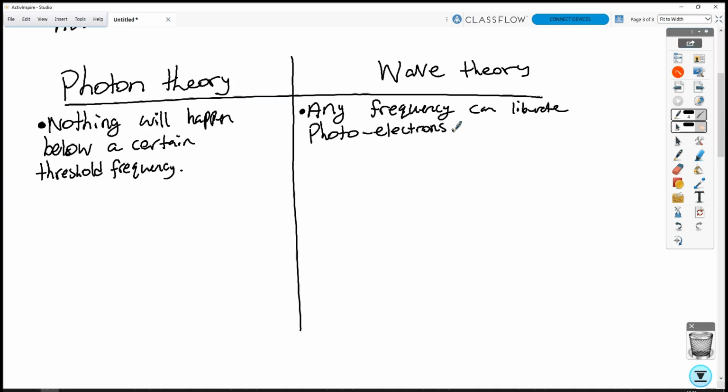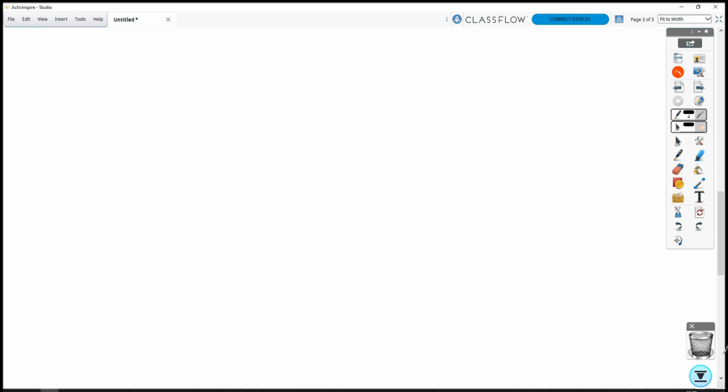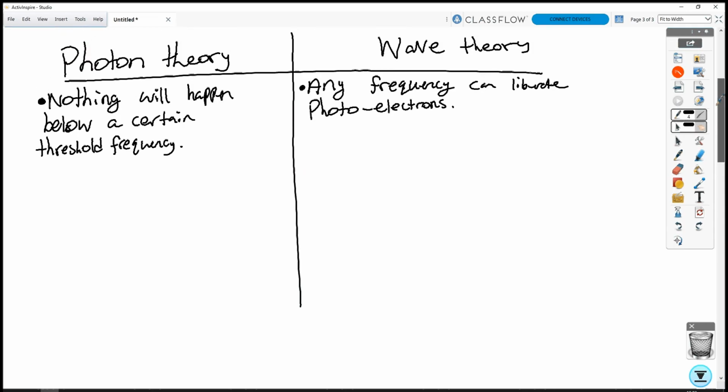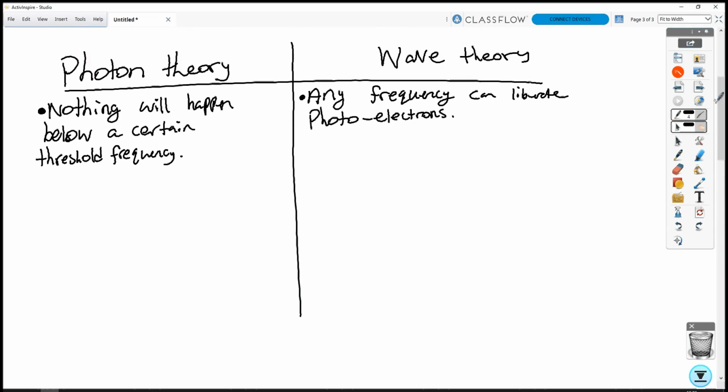Now we start calling these photoelectrons because they have been liberated from their material or from their atoms through the use of photons or through the use of light. So photoelectron just basically means electrons that have been liberated by light or by photons. So when they've escaped, we call them photoelectrons. Hence why this is called the photoelectric effect.